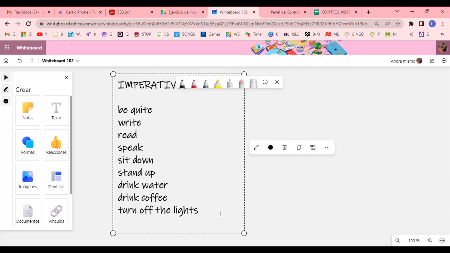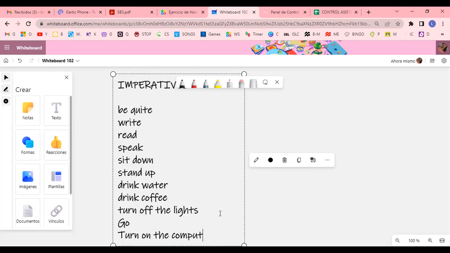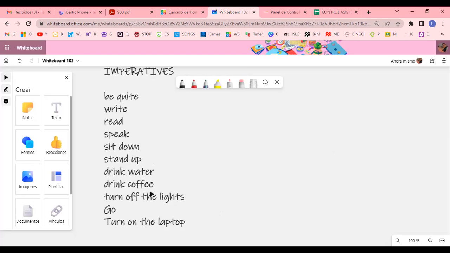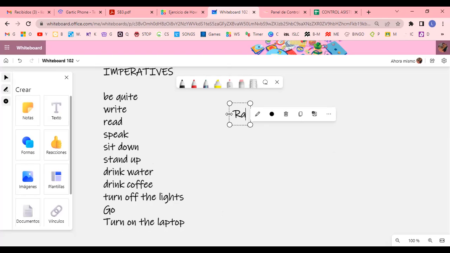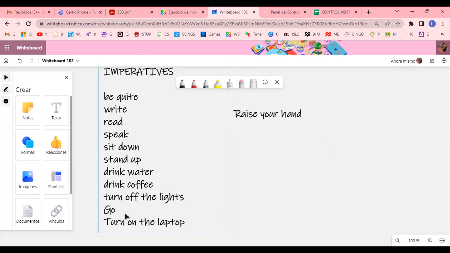Another one, it would be like, for example, the computer. Yes, very good. Turn off. Turn on the computer. Miss, no estoy segura, pero raise your hand. Raise your hand. Sí, levanta la mano. Raise your hand. Ay, que no me acordaba de la primera palabra. No problem, miss.